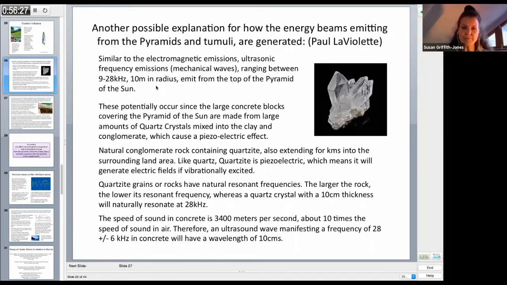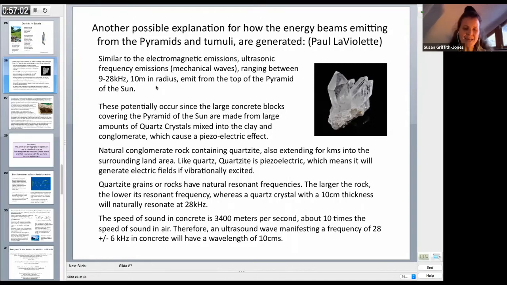So natural conglomerate rock containing quartzite also extends for kilometers into the surrounding land area. So we've got these man-made blocks which are on the pyramids, and we've got this natural conglomerate rock which spreads out across the landscape. Like quartz, quartzite is piezoelectric, which means it will generate electrical fields if vibrationally excited. So quartzite grains or rocks have natural resonant frequencies. The larger the rock, the lower its resonant frequency, whereas a quartz crystal with a 10 centimeter thickness will naturally resonate at 28 kilohertz. So that's our frequency range here.